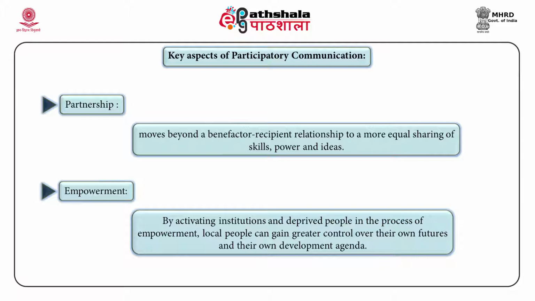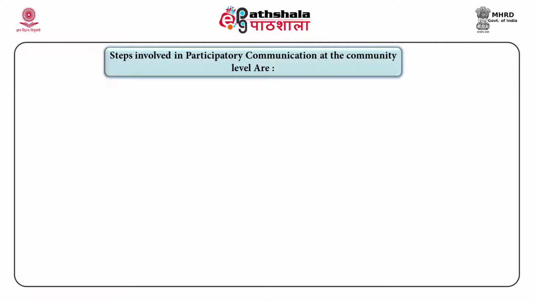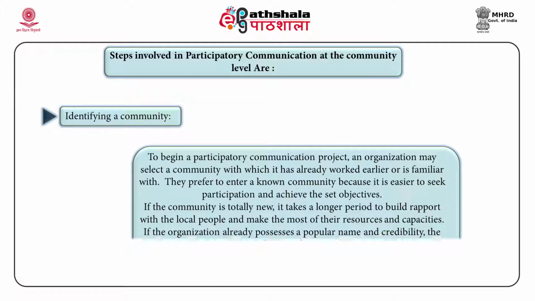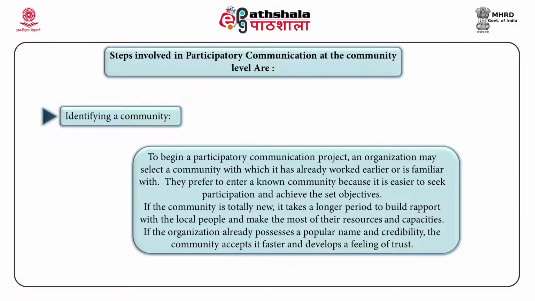Now, let us have a look at what are the steps involved in participatory communication at the community level. The first step is identifying a community. To begin a participatory communication project, an organization may select a community with which it has already worked earlier or is familiar with. They prefer to enter a known community because it is easier to seek participation and achieve the set objectives. If the community is totally new, it takes a longer period to build rapport with the local people and make the most of their resources and capacities.